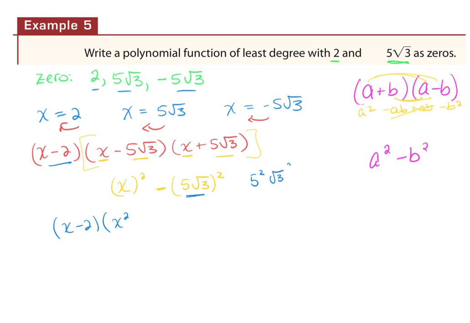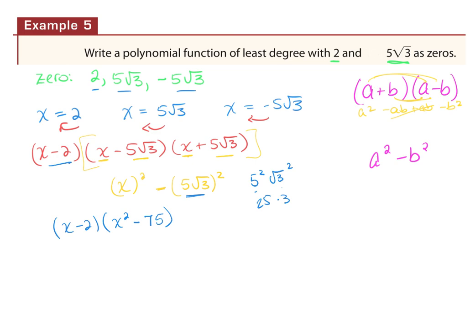All right? 5 squared, well, that's just 25. What happens when I square a square root? The root just goes away, so I just have a 3. So I end up having the 5 squared times what's inside the radical, 25 times 3. So this is x squared minus 75. The first one squared minus the second one squared.